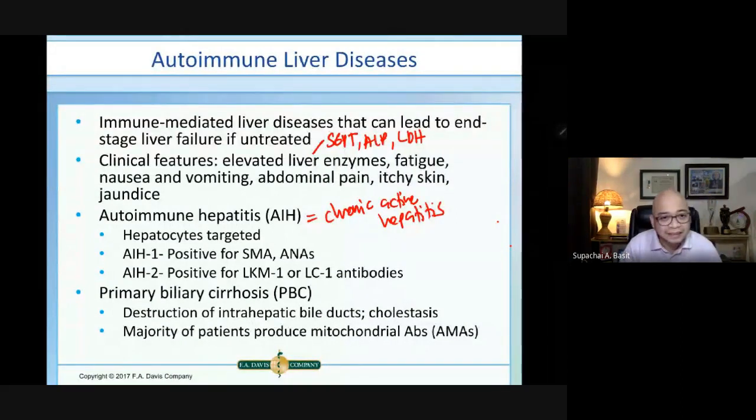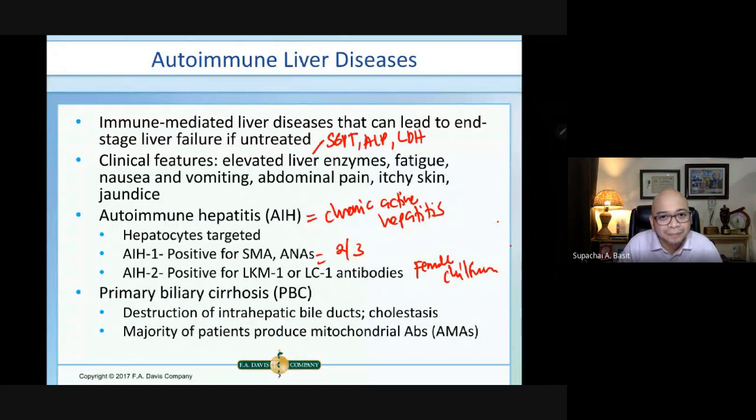hepatitis. Okay, so there are two types of chronic active hepatitis. So we have the AIH1. So usually it's positive for SMA and ANAs. So 2/3 of the cases are actually AIH1. And then the AIH2 is positive for LKM1 or LC1 antibodies. And this one is usually seen in female children.